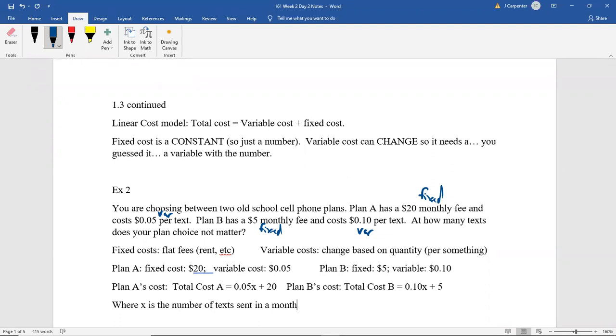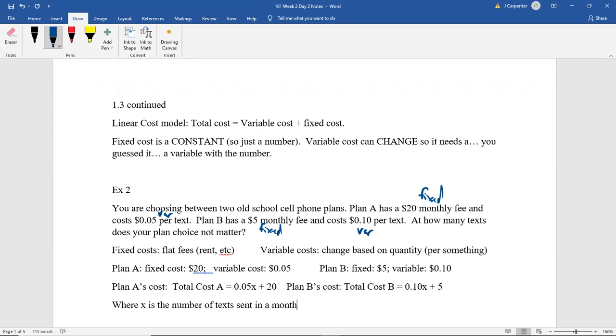Now, what's the goal here? They say, how many texts does your plan choice not matter? Notice that I didn't just read everything 3 or 4 times all together. I dissected this thing. I took it apart. How many texts does your plan choice not matter? In other words, when are they the same? How many texts do you have to send where plan A's cost ends up being the exact same as plan B's cost?